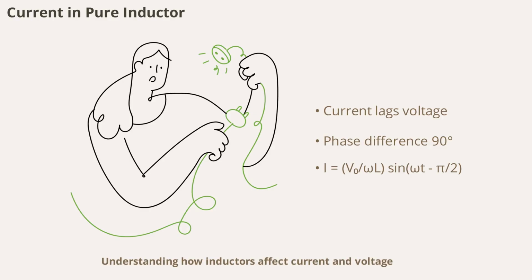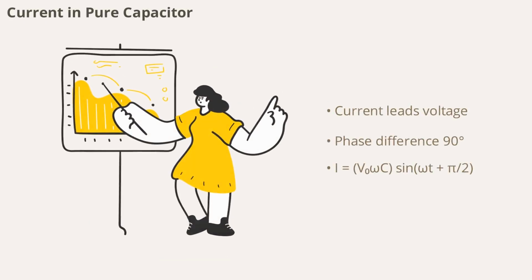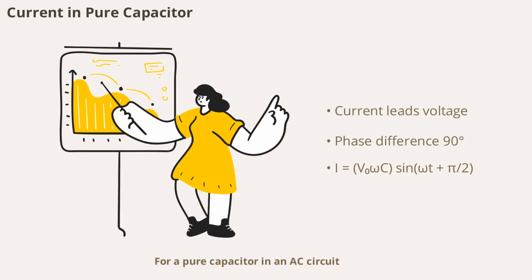Understanding how inductors affect current and voltage in AC circuits is crucial for analyzing transformers, motors, and many other electrical devices. For a pure capacitor in an AC circuit, the current leads the voltage by 90 degrees. The mathematical expression is I equals V0 omega C sin(omega t plus pi/2), where C is the capacitance. This leading phase is due to the capacitor's ability to store and release energy in the electric field.